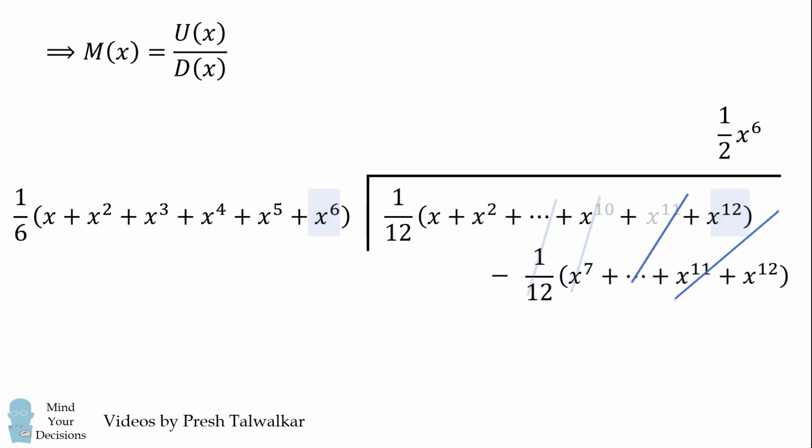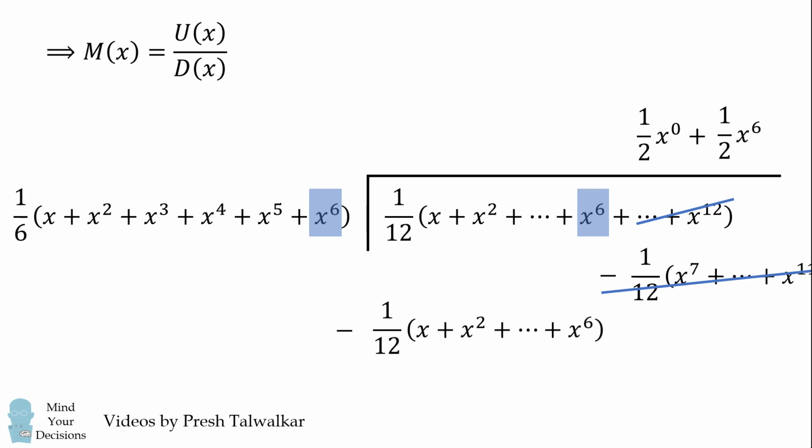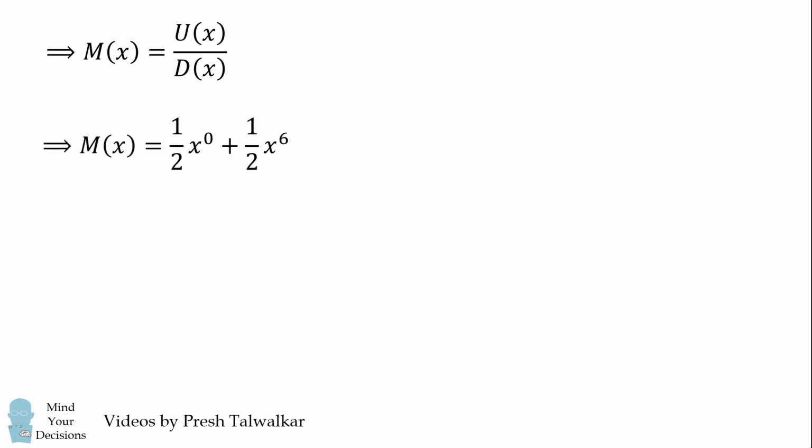Well, let's expand out u(x). The next highest power will be x to the power of 6. We have 1/12 of x to the power of 6, and here we have 1/6 of x to the power of 6. So we're going to multiply this by 1/2, which is also equal to 1/2 of x to the power of 0. We multiply this out and then we subtract, and we actually cancel out all of these terms. So we end up with no remainder. So that's it. m(x) is equal to 1/2 multiplied by x to the power of 0 plus 1/2 multiplied by x to the power of 6.